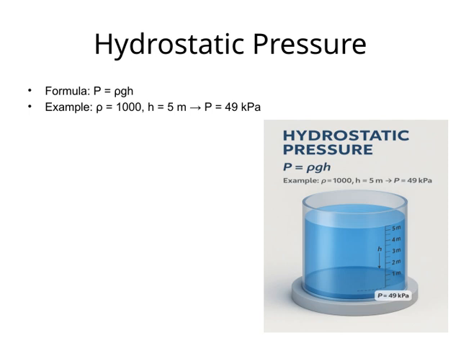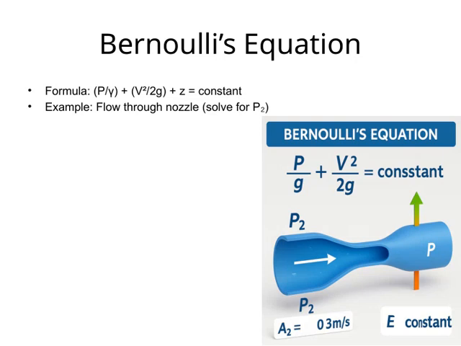Understanding this helps us analyze fluid systems more effectively and design safer, more efficient structures like dams, tanks, and submarines. Now let's take a closer look at Bernoulli's equation. The formula here, which is P/gamma plus V squared over 2g plus Z equals constant, is fundamental in fluid mechanics. It essentially tells us that along a streamline, the sum of these three terms remains constant.